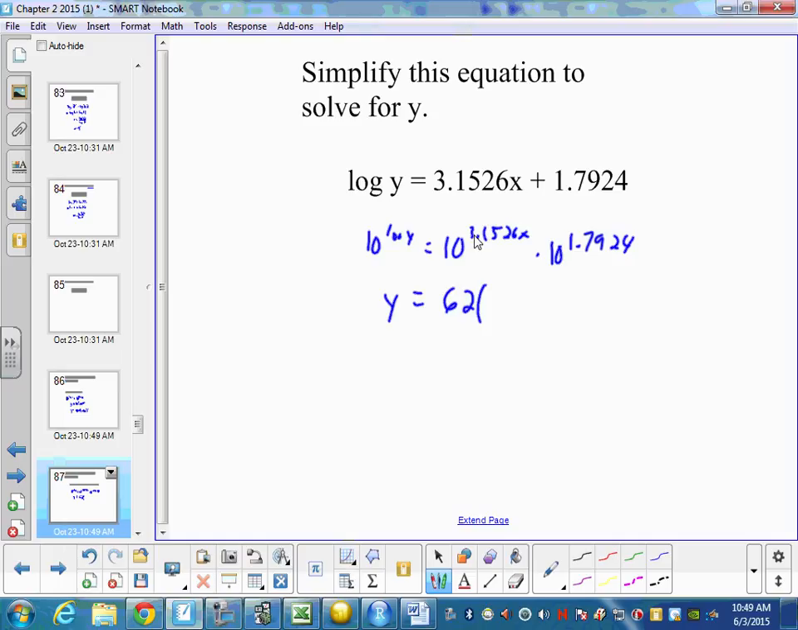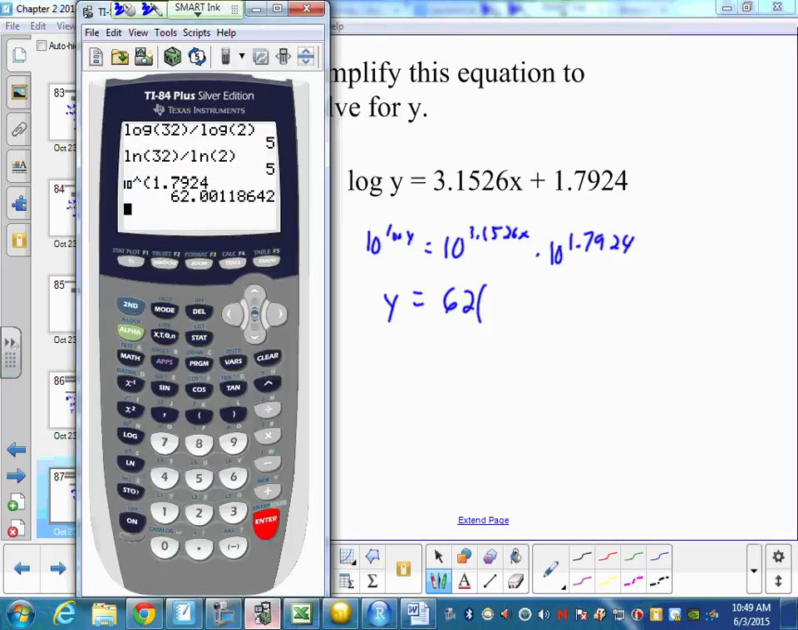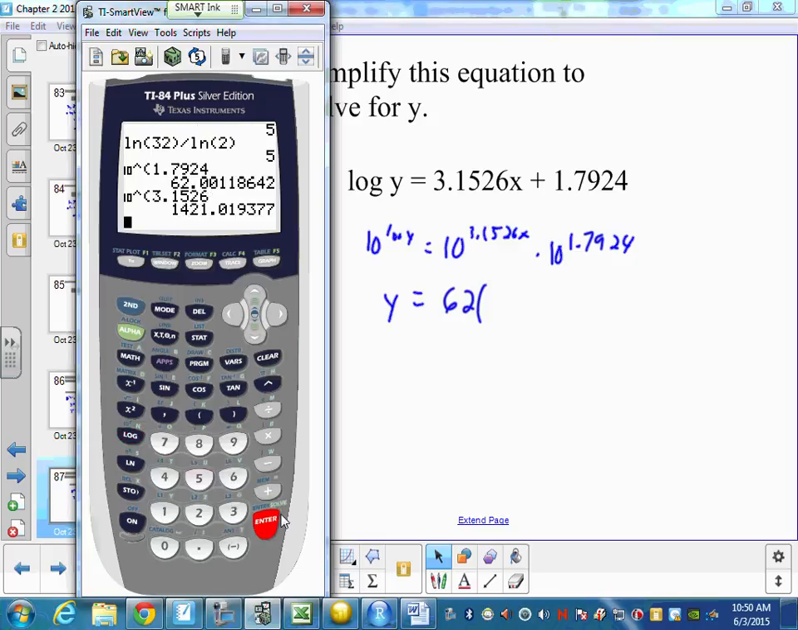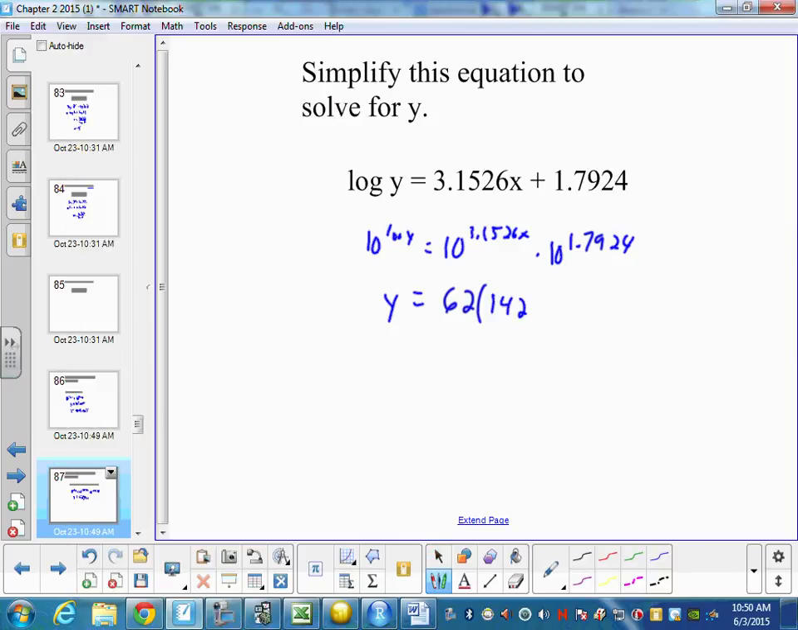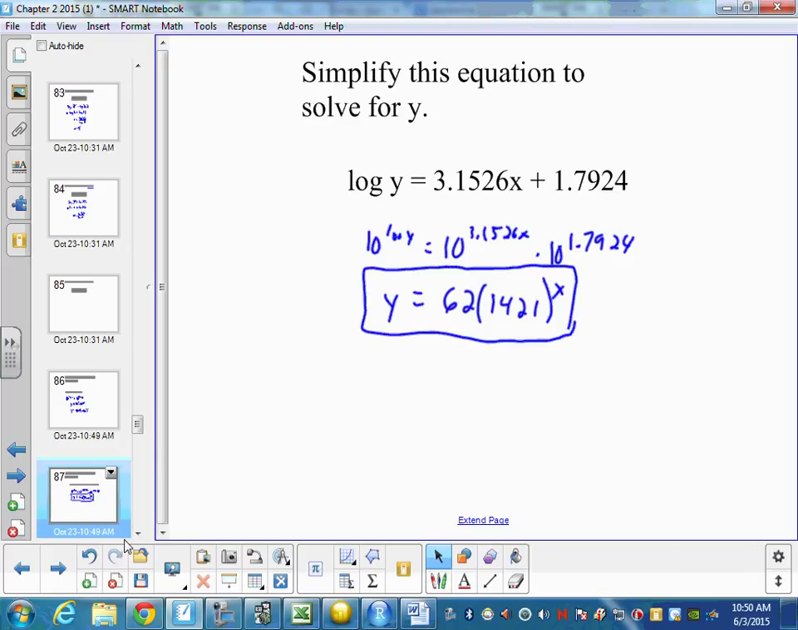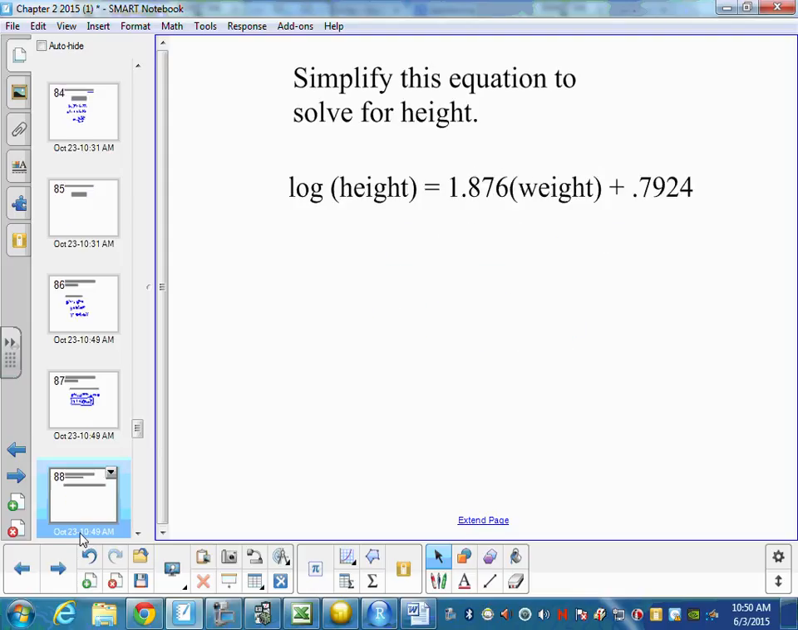And then this one is 10 to the 3.1526, which is 114.21, and then the x power. So now we took something that was written in a log, and we turned it so there's not a log in it, and makes an exponential.